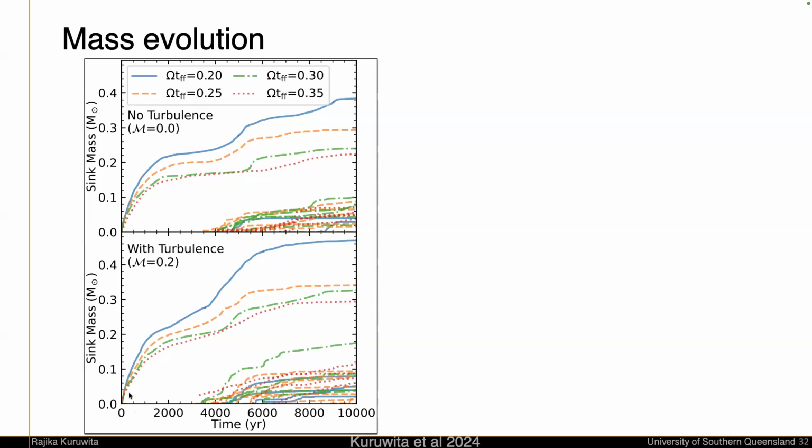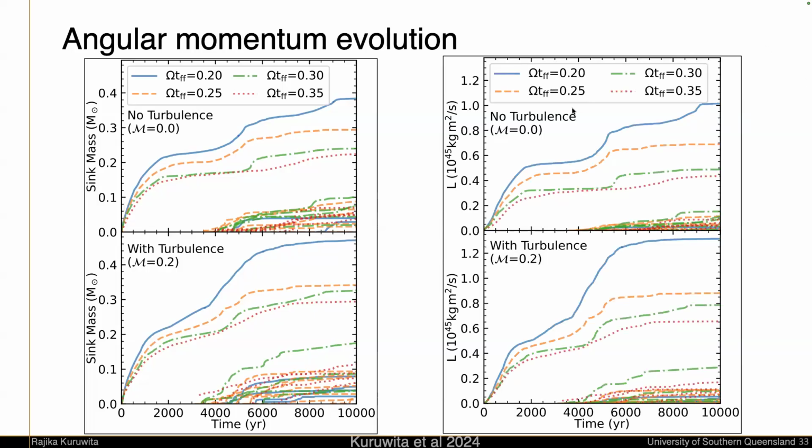This is a turbulent case. So in the turbulence case, the initial growth of the primary star is about the same, and then it seems to continue. It doesn't quite level off, but then they also experience these bursts of accretion later on, again sort of correlated with the formation of companions. So this is the mass of the sink particles. But we're interested in the spin, so let's look at the angular momentum.